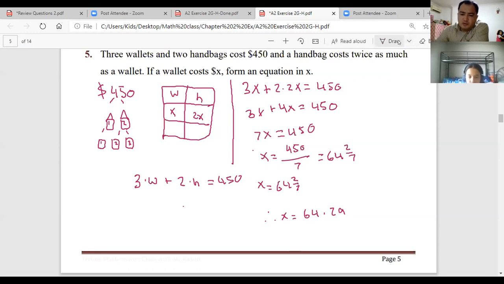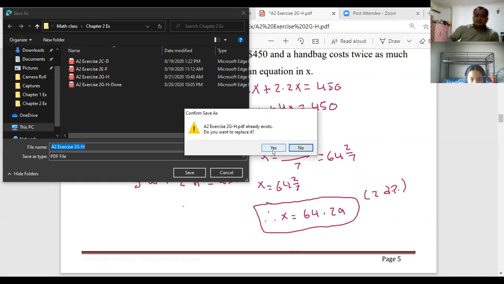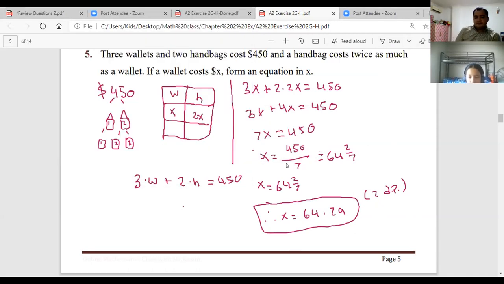Now, Shahina, always when you're leaving this, because we are estimating here, give 2 decimal places. That means it's not the exact answer, but when we round this off, correct to 2 decimal places, then that's the answer. Actually, that is the answer correct to 2 decimal places.